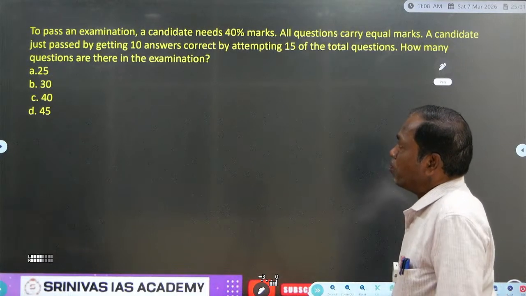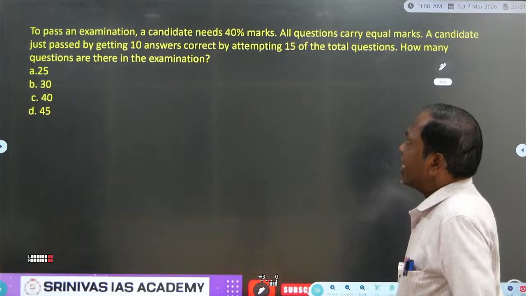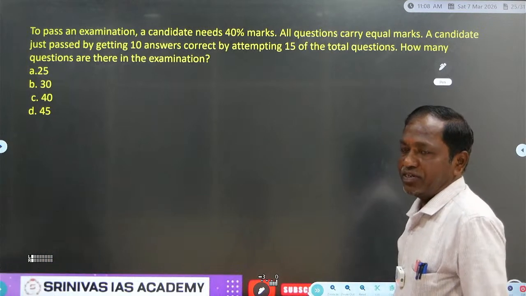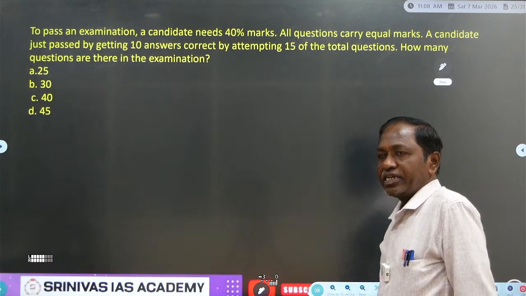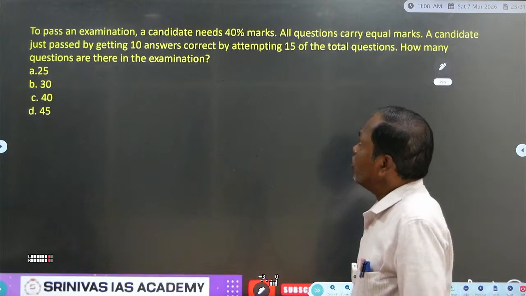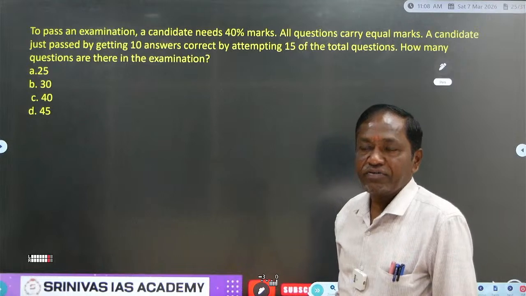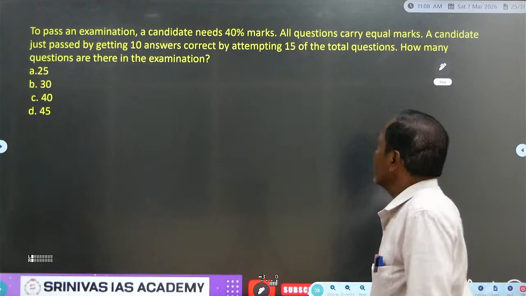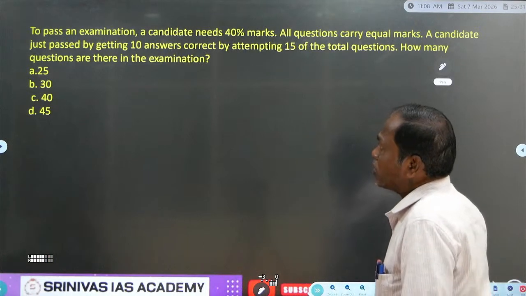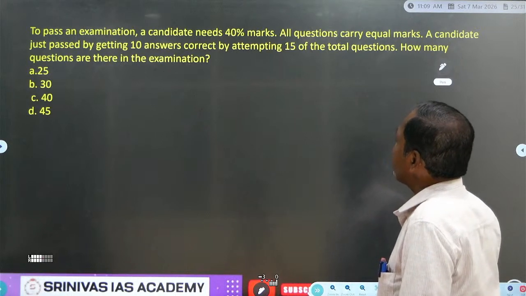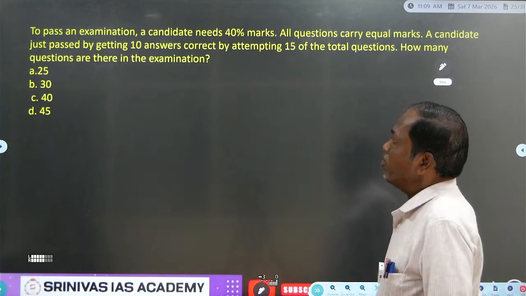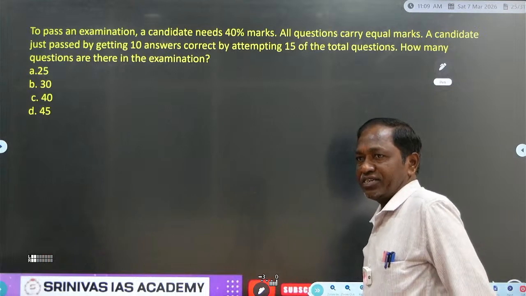Now, to pass an examination, a candidate needs 40% marks. To pass an examination, a candidate is required to score 40% marks. Every question carries equal marks. Fine. And a candidate just passed by getting 10 answers correct by attempting 15 of the total questions. How many questions are there in the examination?